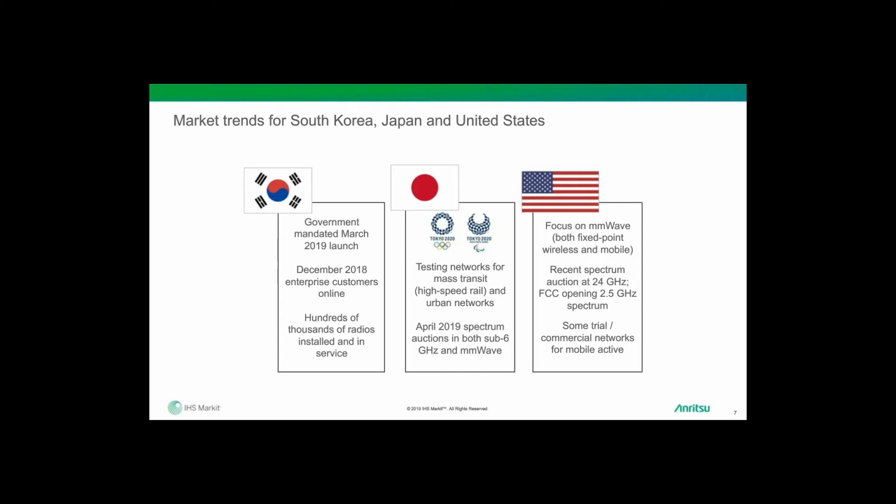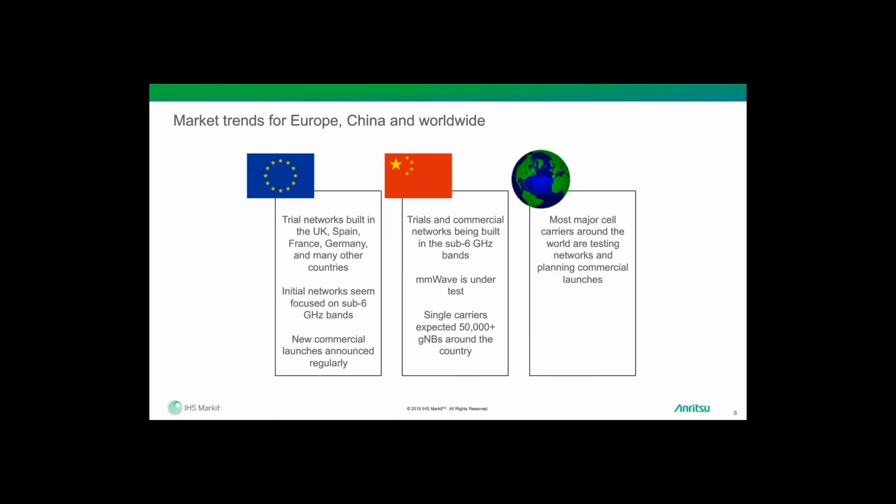In the U.S., there's really been a high focus on the millimeter wave, both in fixed point wireless and in mobile. We've had a recent auction for the 24 gigahertz spectrum, and we're even seeing the FCC trying to open up some of those FR1 sub-6 pieces. We're also seeing new installations of commercial networks every day, so it seems like every day we hear a new city being announced.